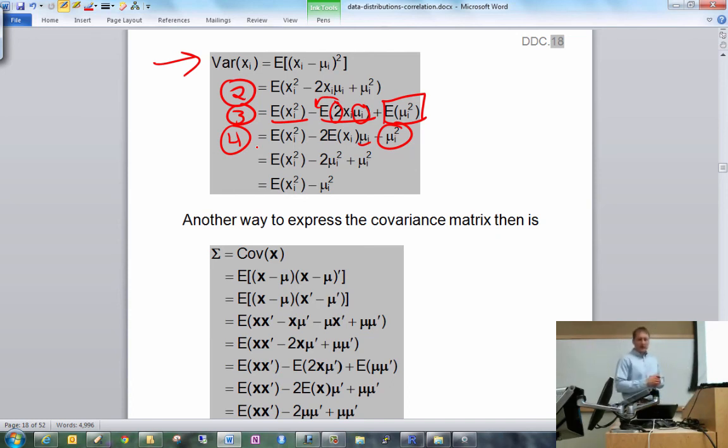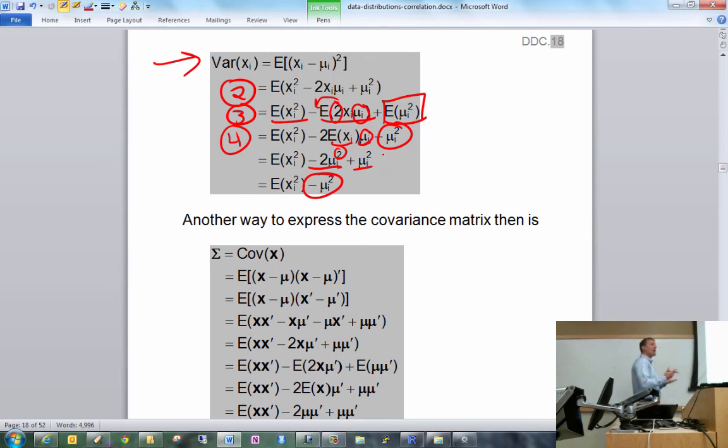Well, what's the expected value of x sub i? It's just notation. It's mu sub i. So I have a mu sub i here, mu sub i here, so that means I have squared. And then lastly, I combine this part to get a negative mu sub i squared. So another way that you should have seen before to express the variance of x sub i in terms of expectations is the expected value of x sub i squared minus mu sub i squared.